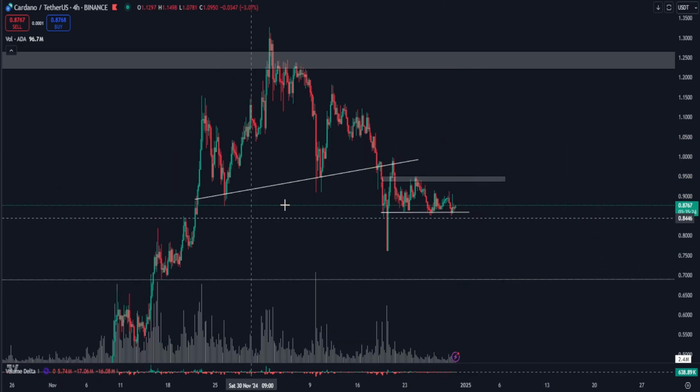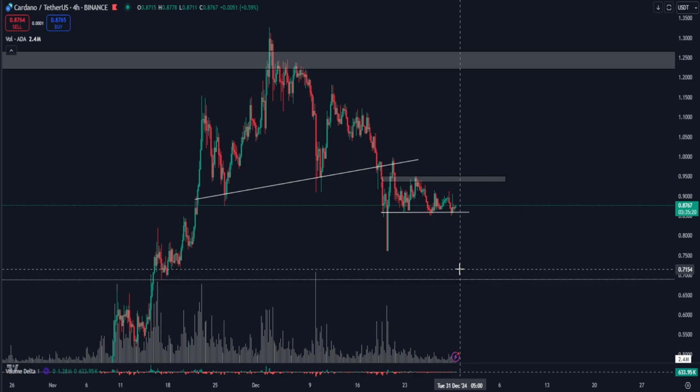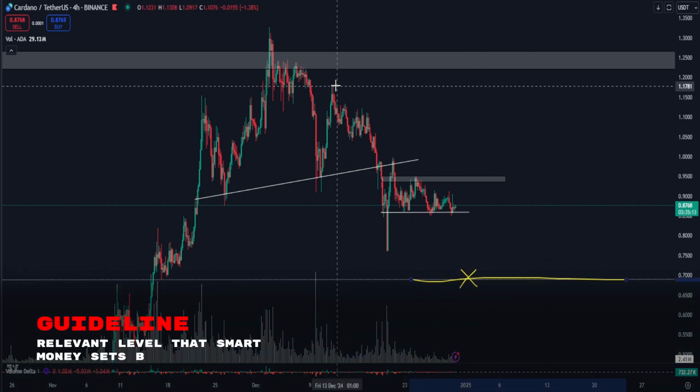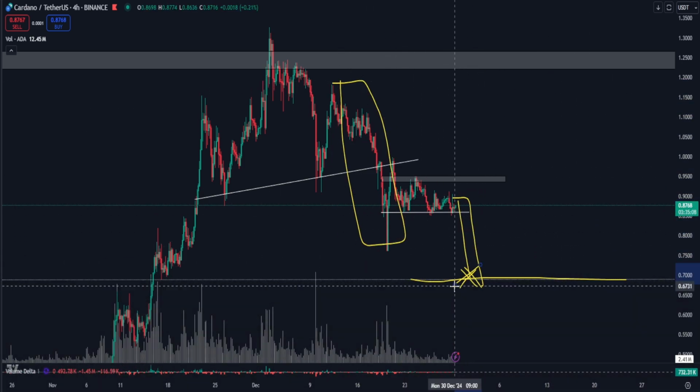Now, how far can Cardano fall before we start worrying? Take a look at this trend line, the dotted line here. What would happen if the price comes down to attempt the replication and reaches this area? Well, nothing to worry about.